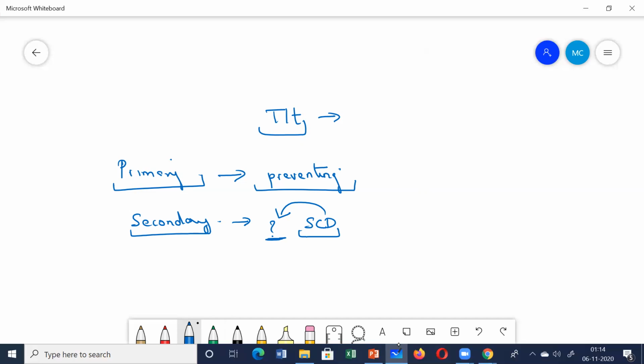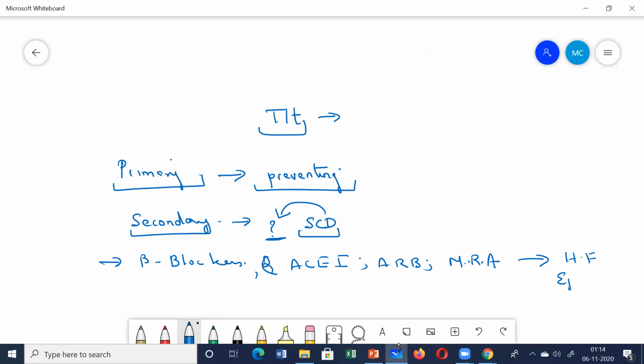Rather, we can give certain drugs. Not the antiarrhythmic drugs, but we can give beta blockers, mainly the cardioselective ones, like metoprolol, bisoprolol, or you can give ACE inhibitors, or ARBs, or the mineralocorticoid receptor antagonists. What are the names of mineralocorticoid receptor antagonists? Spironolactone, eplerenone. They are recommended if the patient has a history of heart failure and if the ejection fraction is less than 40%. We'll discuss heart failure in detail in another lecture. In these patients, these are the drugs which you can give to prevent.